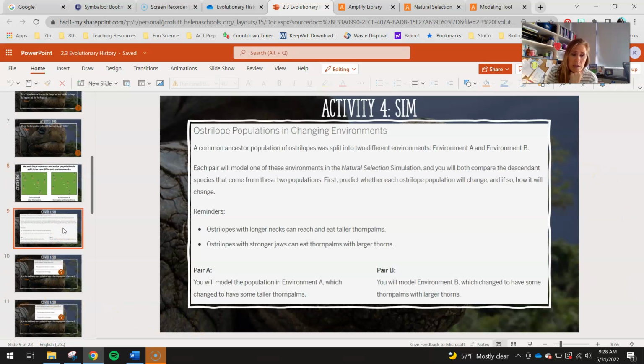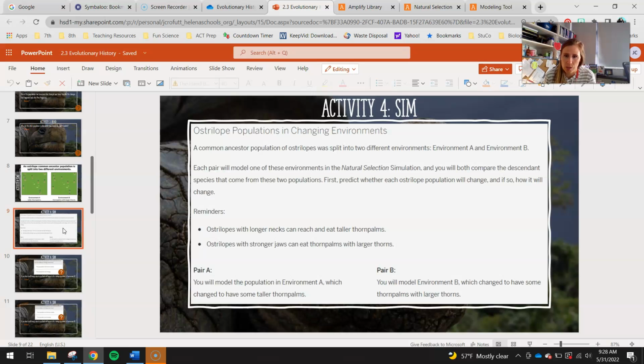Okay, so in this sim, obviously you working from home will not have a partner to work with, so you will need to do 2 parts in order to answer these questions. Those of us in class will be working between pair A and pair B and then sharing information. A common ancestor population of australopes was split into 2 different environments, environment A and environment B. Each pair will model one of these environments in a natural selection simulation, and you will both compare the descendant species that come from these 2 populations.